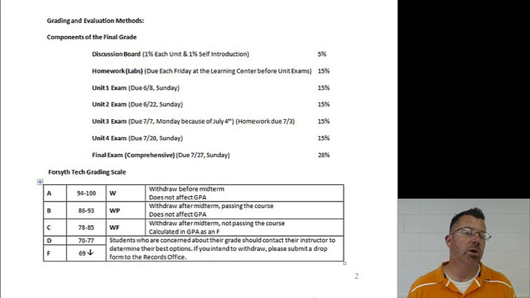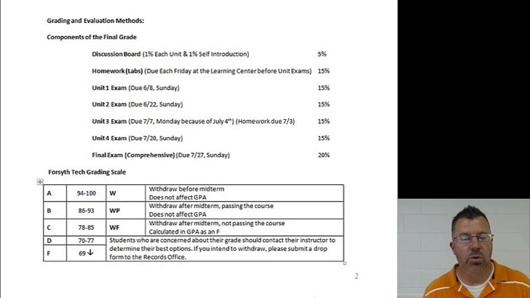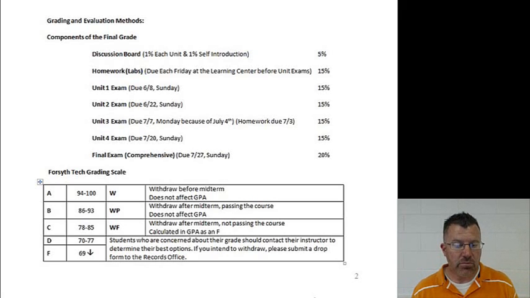And then anything below a 69 is considered an F. If you want to withdraw from the course, if you withdraw before the midterm, it does not affect your GPA, you'll get a W. If you withdraw after the midterm and you're passing the course, you'll receive a WP, a withdrawal passing, and it does not affect your GPA.